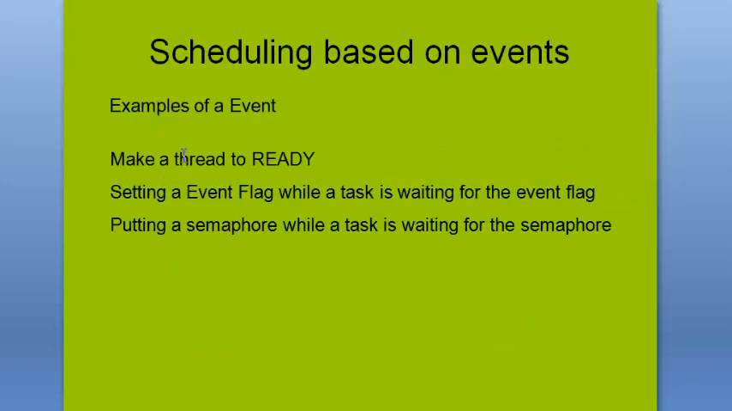You can also activate a task based on events. Suppose a ready task is waiting for an event flag. Somebody else sets that event flag, so that task will get activated. The task is waiting for the event and somebody else is setting it, so now the task waiting for the event will get activated. Similarly, putting a semaphore while a task is waiting for the semaphore: some task is waiting for the semaphore to run, and another task puts it, then the task waiting for the semaphore will run.